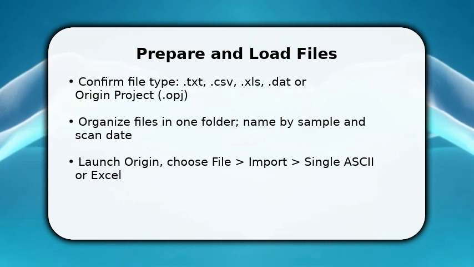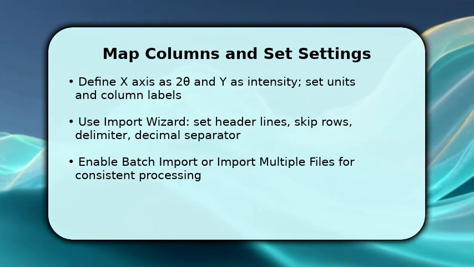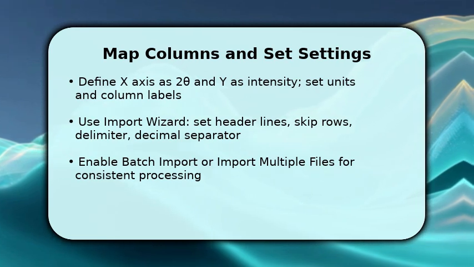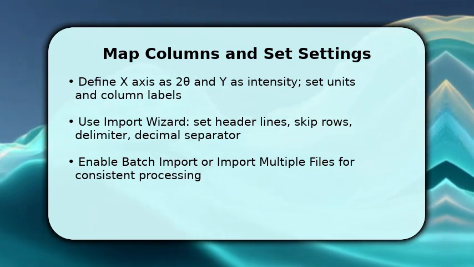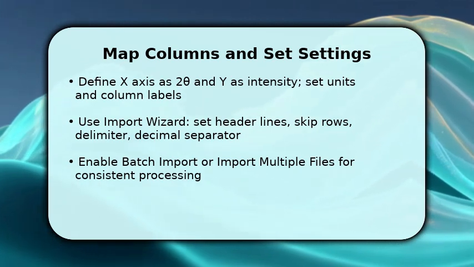Next, you use the import wizard to map columns precisely so Origin treats 2θ as x and intensity as y. This ensures correct plotting and peak fitting later. Adjust header lines, skip rows with metadata, and choose the correct delimiter and decimal separator so numbers parse properly.